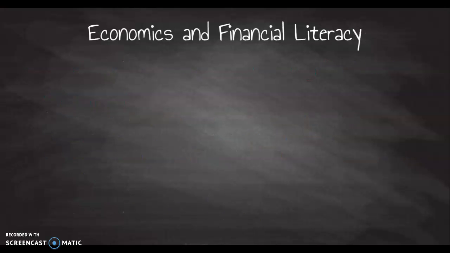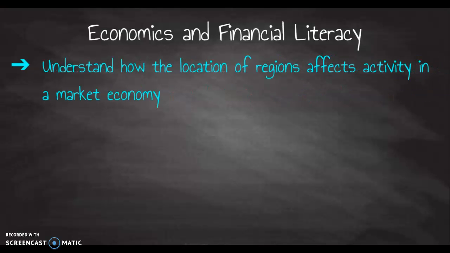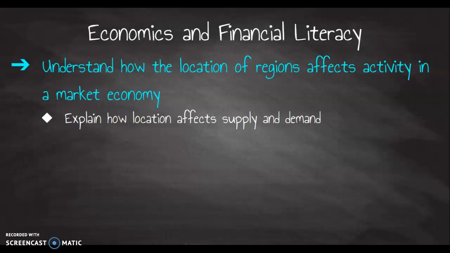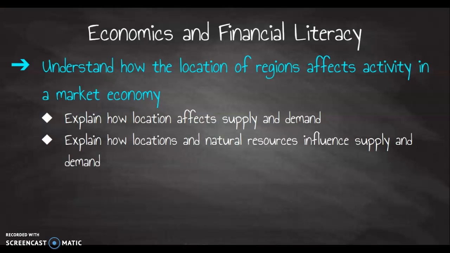The first part of economics and financial literacy that we will focus on in quarter 2 is understanding how the location of regions affects activity in a market economy. So students will explain how location affects supply and demand in this unit. And they will explain how locations and natural resources influence supply and demand. And then we move into quarter 3 with history.